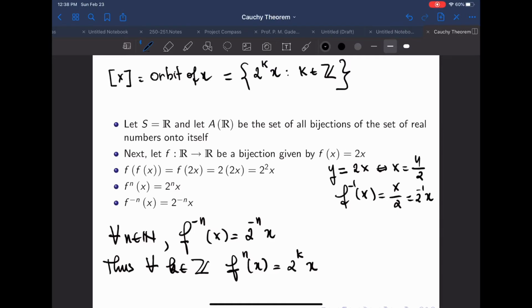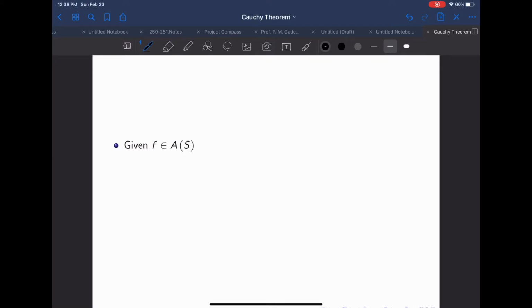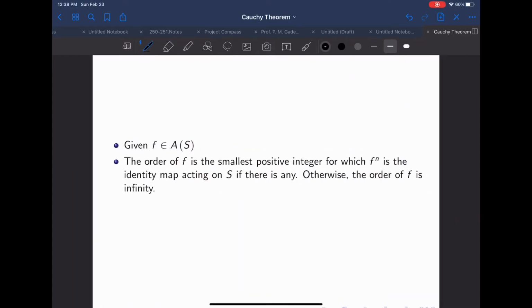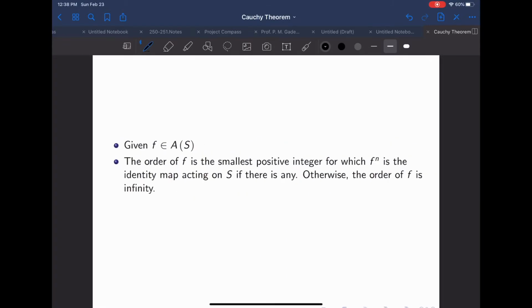All right, so given f which is in A_S, the order of f is the smallest positive integer n for which f^n is the identity map. So when you write the order of f, this is the minimum of the set of all n such that f^n is the identity map.